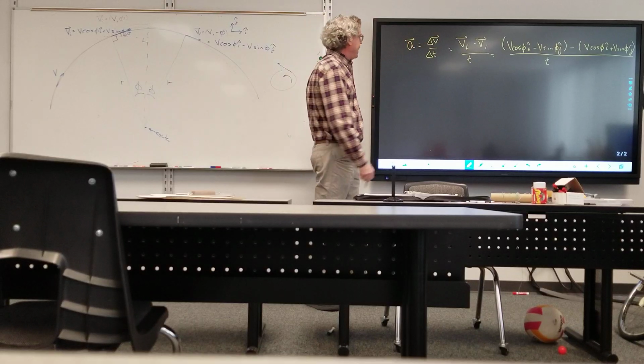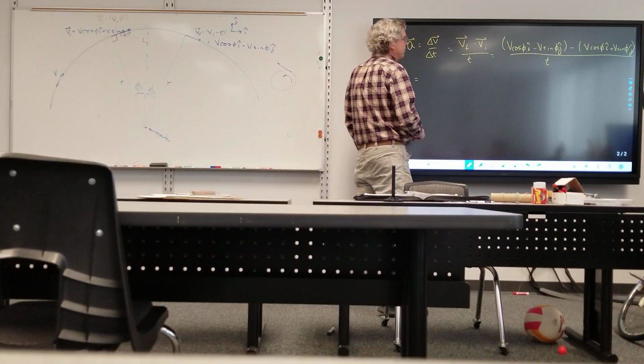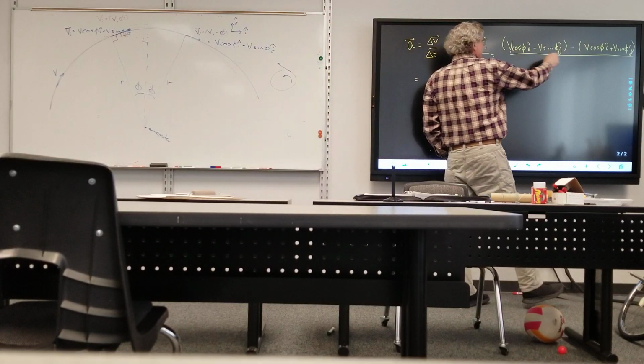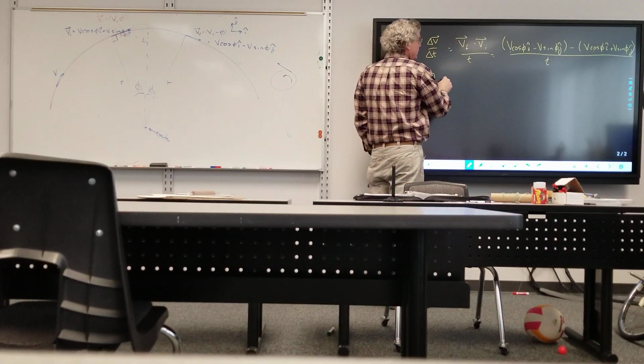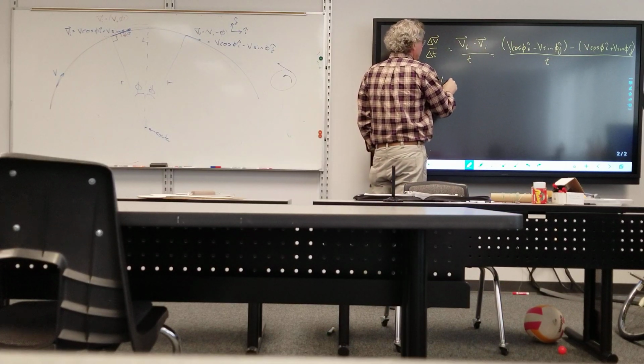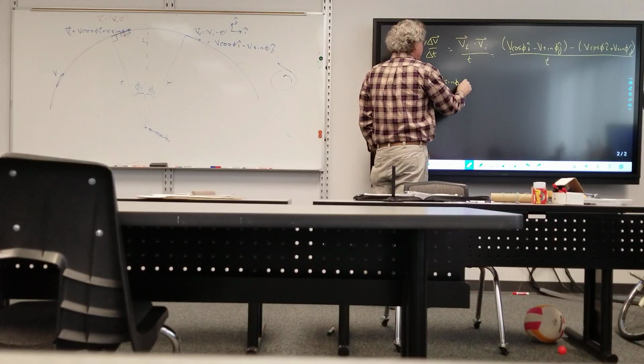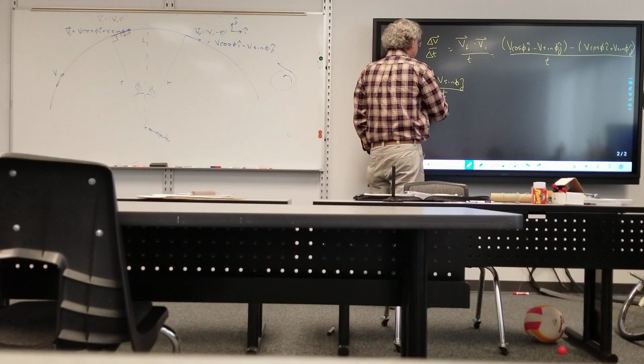Distribute the minus sign, add, and so we end up with, well, the cosine phi's are going to cancel out, but we'll end up with negative 2 v sine phi j hat divided by time.